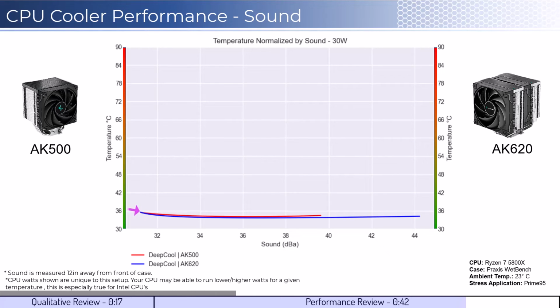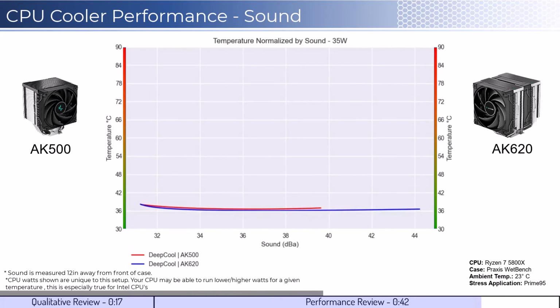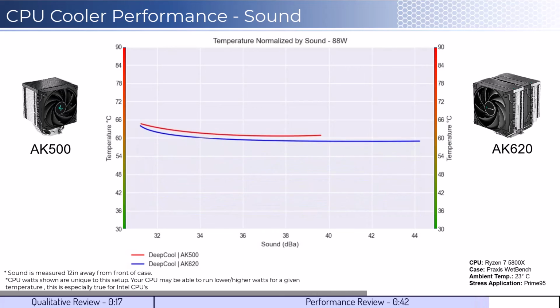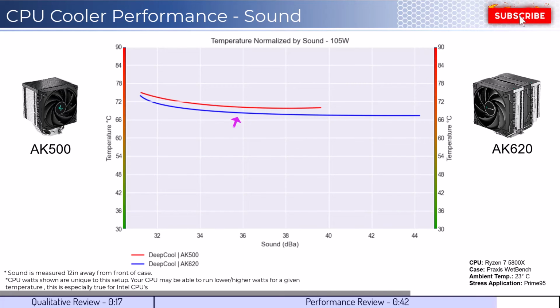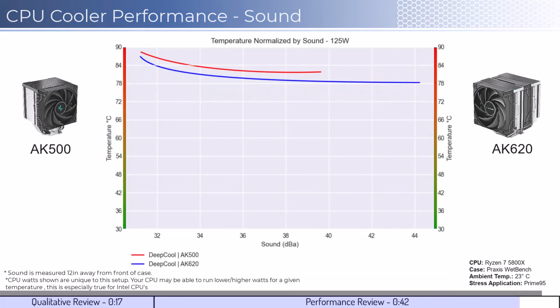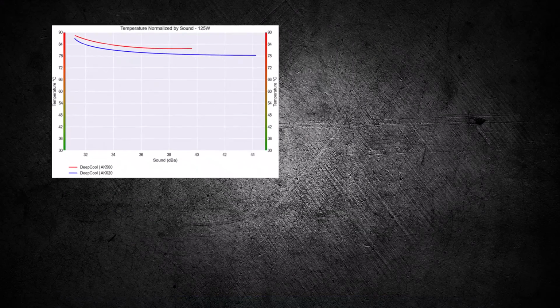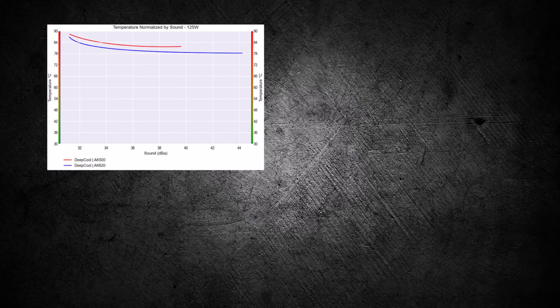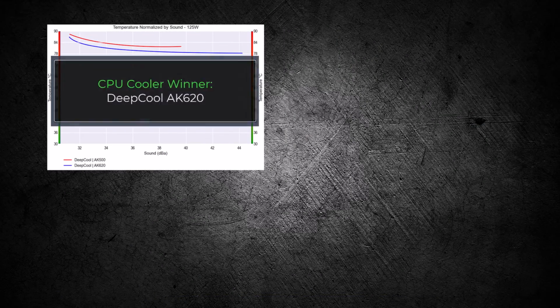When comparing the coolers by normalized noise levels, we can see that both coolers perform similarly at idle CPU levels. As we increase the watts to 105, we can see that the AK620 cooler begins to outperform across comparable noise levels. And as we increase the watts to 125, we can see that this trend continues. Overall, the AK620 cooler has materially better cooling performance for a given noise level, making it the winner for this comparison.